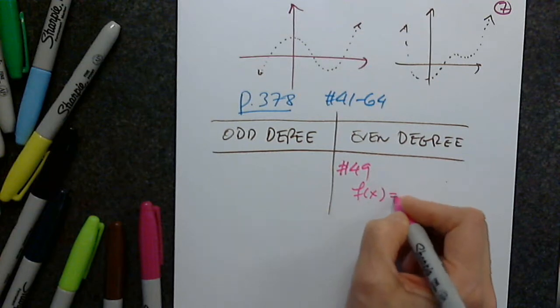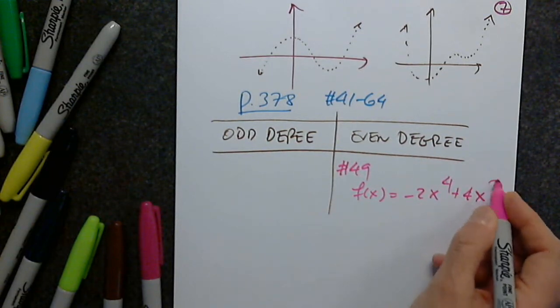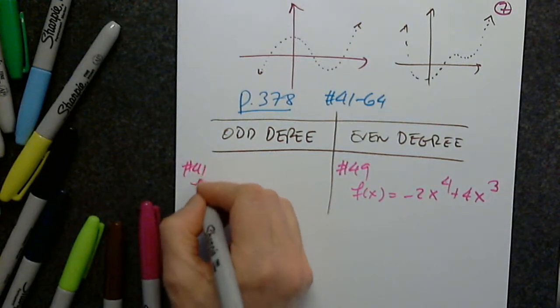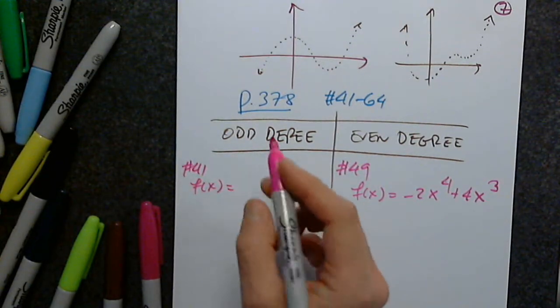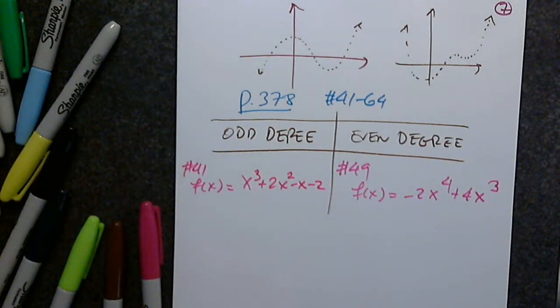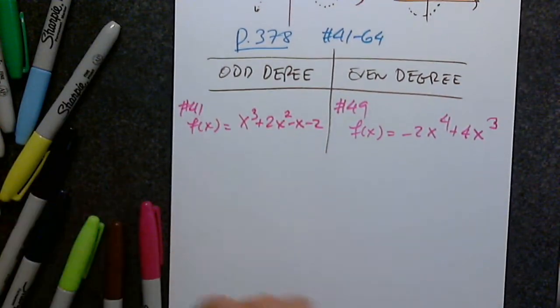f of x, negative 2x to the 4th plus 4x cubed. That's fine. It doesn't matter. I thought we were going to start with an odd degree. Oh, you said 41. Oops, I'm sorry. 41 it is. f of x equals x to the 3rd plus 2x squared minus x minus 2. So we picked two functions, one that is odd and one that is even. Excellent.